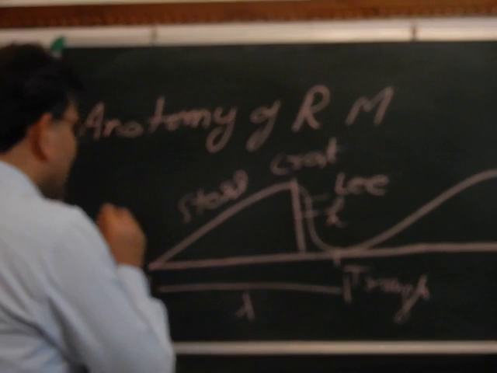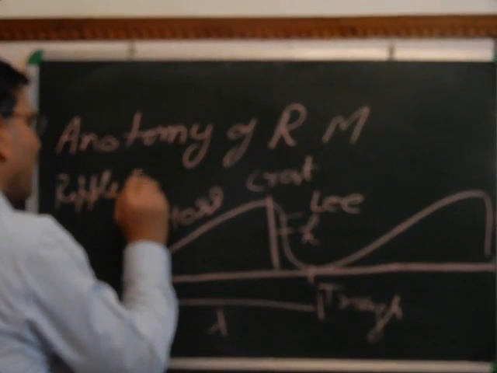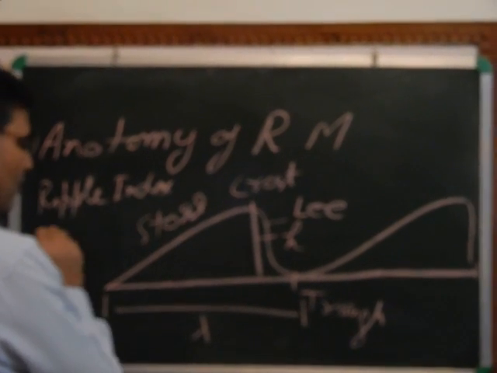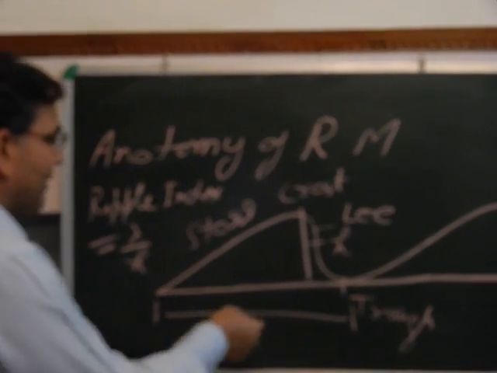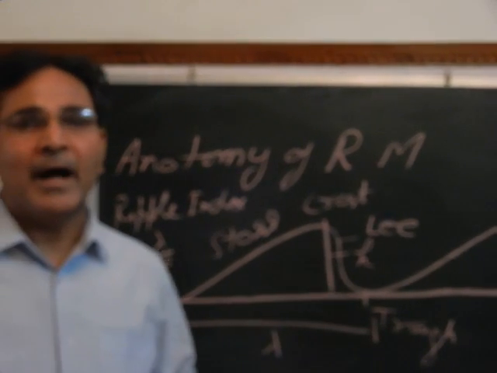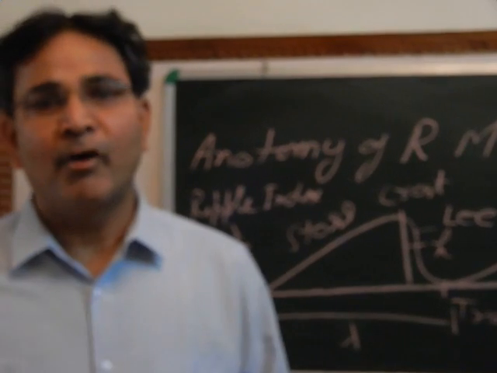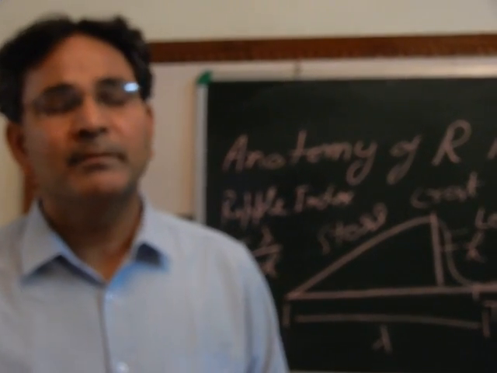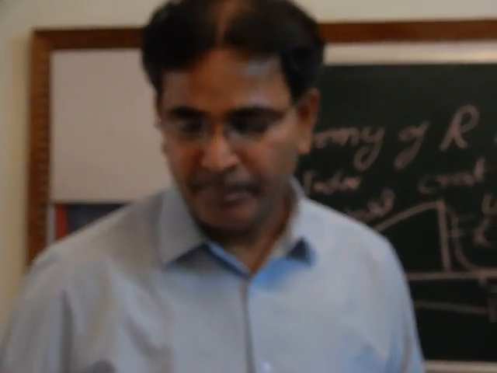And the ripple index is a very important factor. Ripple index is equal to lambda upon h, wavelength upon amplitude. And if ripple index is high, it is believed that the ripple marks are formed by current, so they are current ripple marks. And if the ripple index is low, then they are known as wave ripple marks or symmetrical ripple marks.